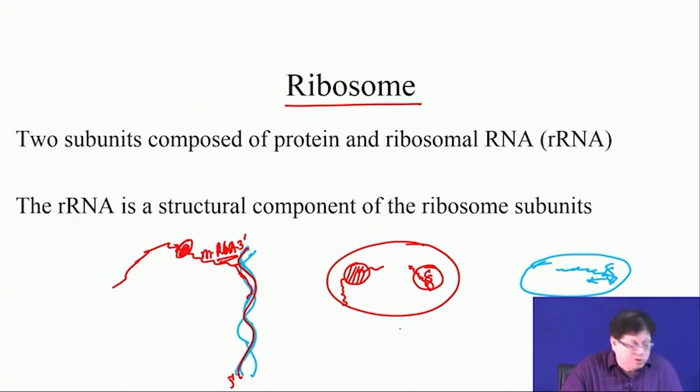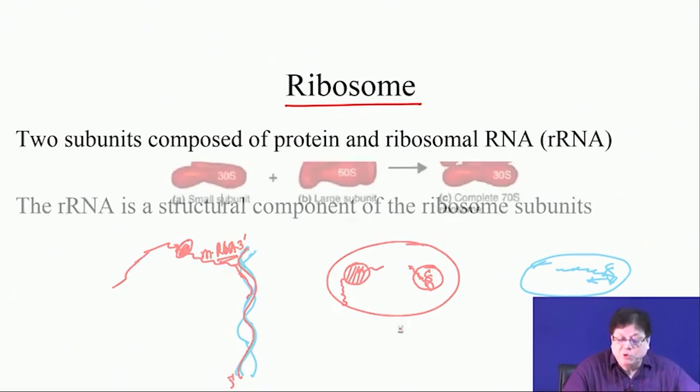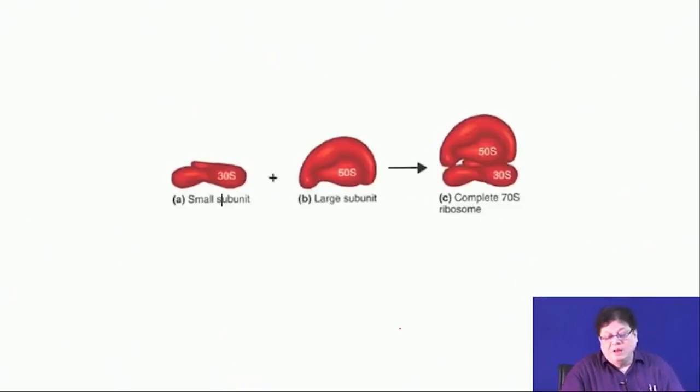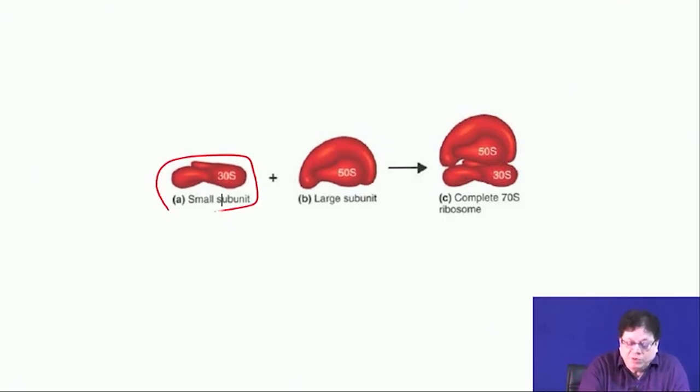First, let us talk about the prokaryotic system. Okay. Now, what is the ribosome? How does it look like? Ribosome, actually basically there are two components of ribosome, two subunits. One is called a small subunit, which is the 30S subunit.